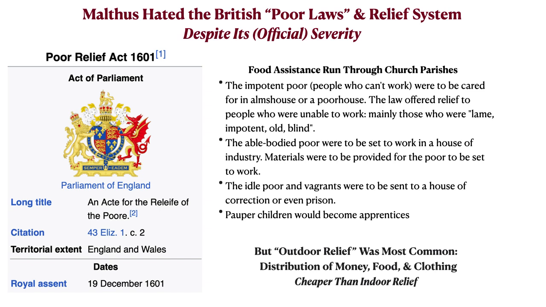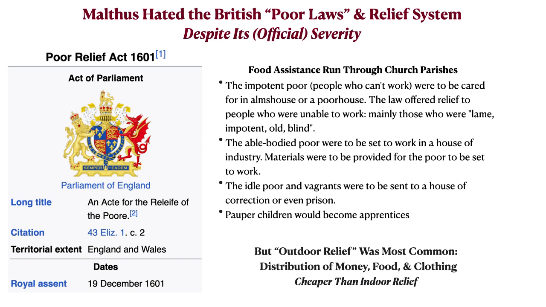Also important to note that Malthus hated the British poor laws and relief system despite its official severity. So ever since the early 1600s, England had provided food assistance, generally run through church parishes. So people were paying tithes to support this. But the Poor Relief Act made provisions that the people who can't work were to be cared for in an almshouse or poorhouse run by parishes, and that would offer relief to people who are unable to work.